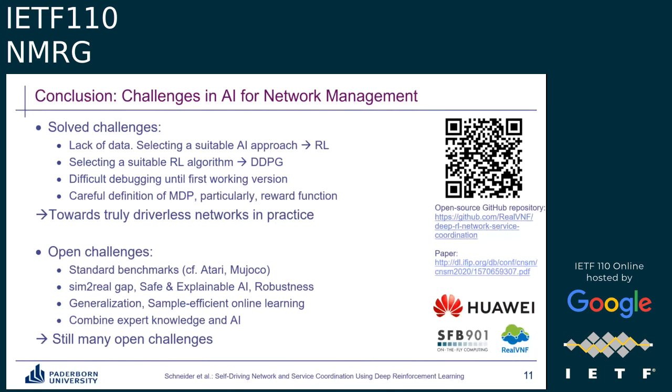So I do think we need more standard benchmarks to compare and measure progress in the area. So there are benchmarks in other domains. For example, video games, there's this Atari benchmark. For robotics, there's MuJoCo. I think we need something like that. We also need to think about how to bridge the gap from simulation to reality, which is non-trivial, I think. And there we need to think about safe and explainable AI, about robustness. And even if we get that all to work in one real network, we still need to make sure that our approach is generalized and can learn online very efficiently if the situations change in these networks.